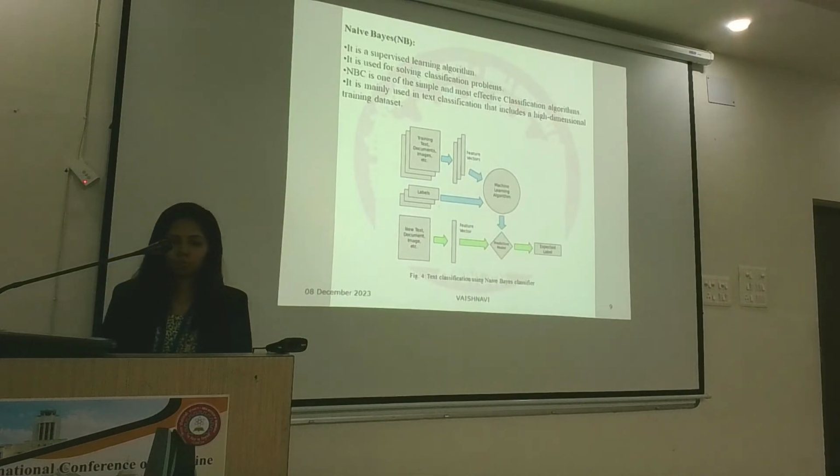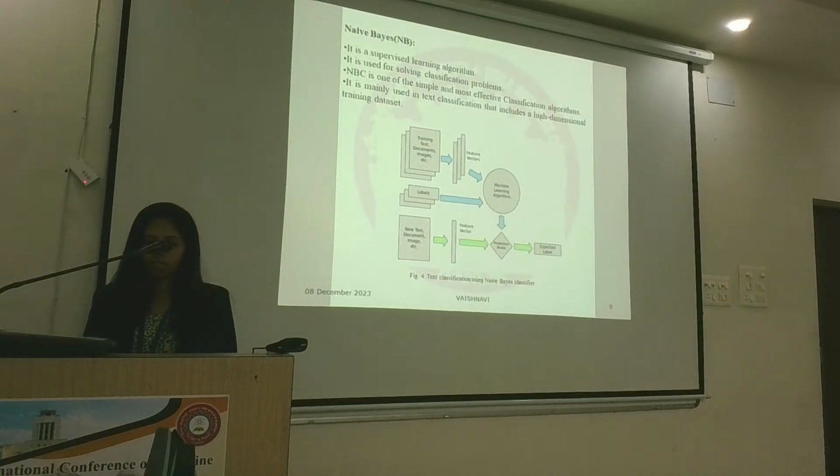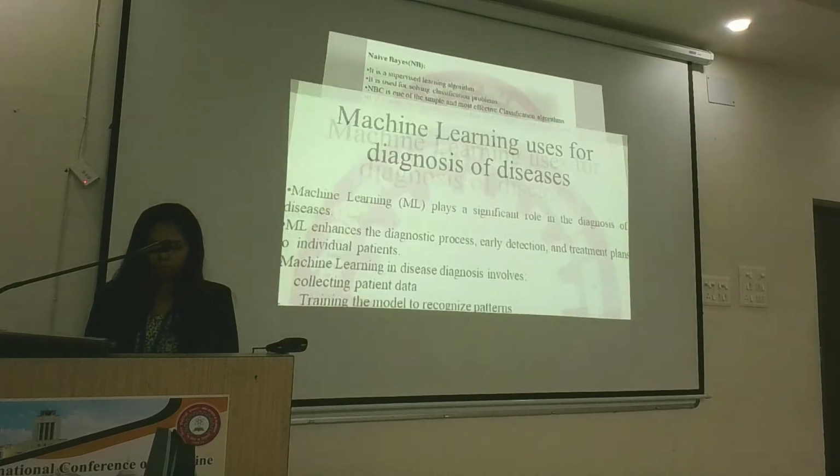Next, Naive Bayes. It is a supervised learning algorithm. It is used for solving classification problems. It is mainly used in text classification that includes a high-dimensional training dataset.